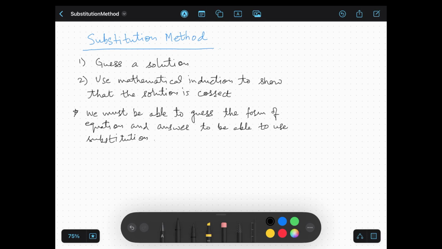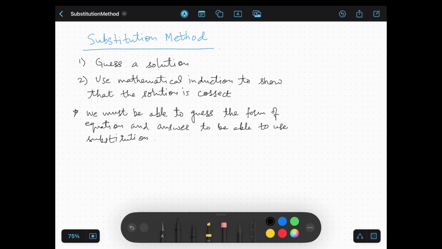In today's session, we are going to cover the substitution method for solving recurrences. If you have watched other sessions on recurrences, I covered the master method before this session, and the substitution method is the second method for solving recurrences.